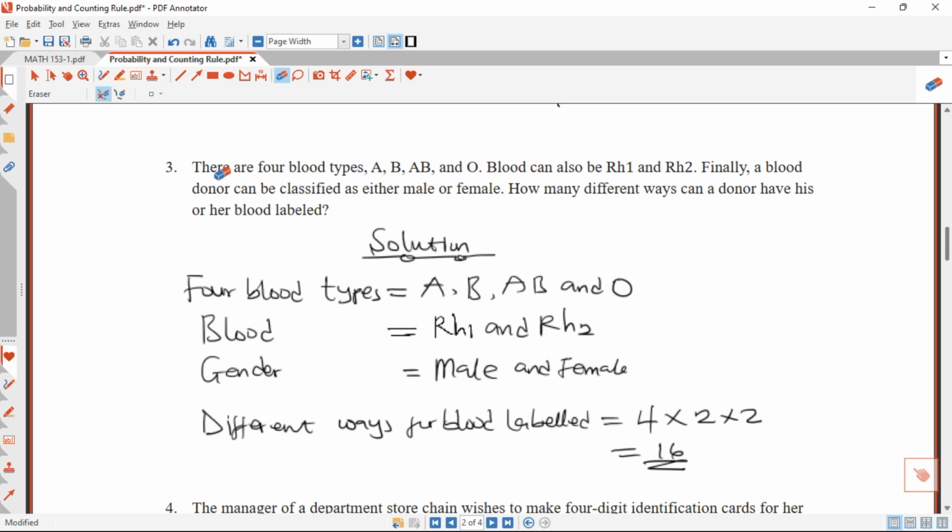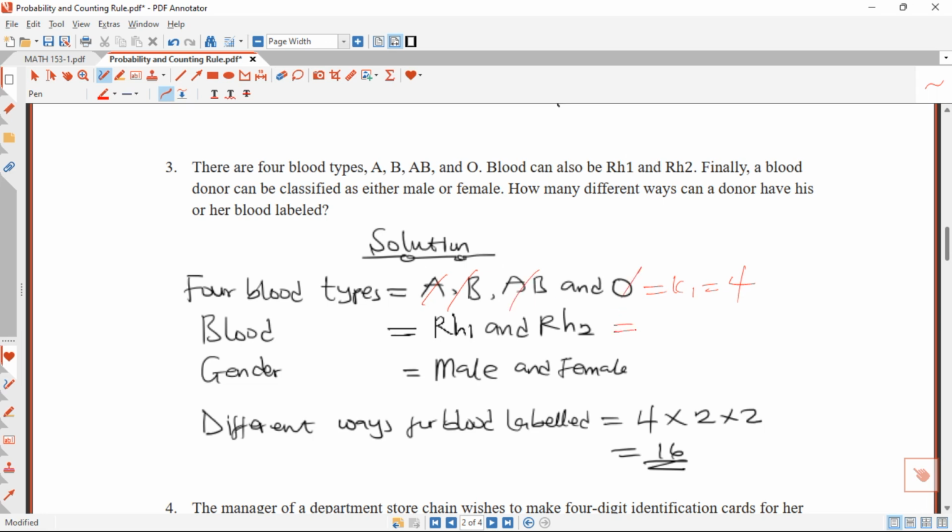So let's go to question 3. It says there are 4 blood types: A, B, AB and O. The blood can also be grouped as Rh positive and Rh negative. Finally, a blood donor can be classified as either male or female. How many different ways can a donor have his or her blood labeled? Here we have 4 blood types, A, B, AB and O. We let the blood type represent k1, and k1 is equal to 4, because we have 4 different blood groups.